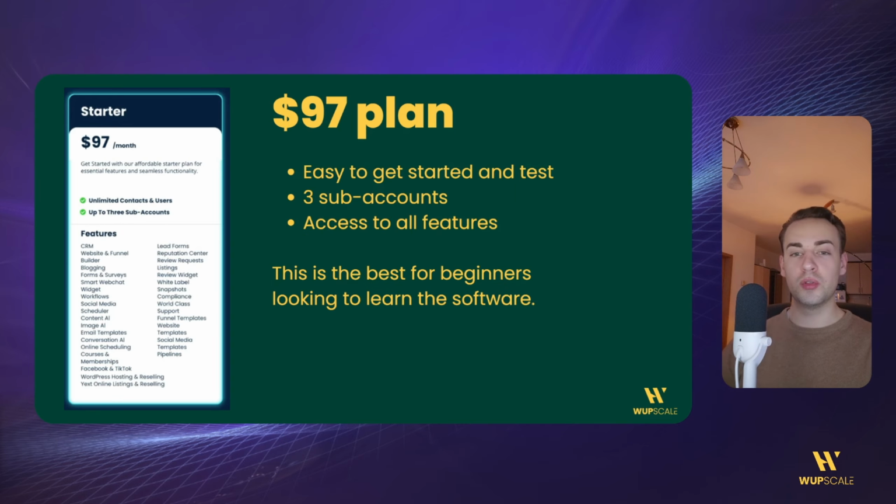Next, we are going to go through each plan one by one. First, it's going to be the 97 plan, the starter plan. So as we discussed, it's easy to get started and easy to test all the features with HighLevel. If you are just a beginner and you are not really sure where to start, I suggest you just start with the 97 plan. You have access to 3 sub accounts, so you can keep one for your own business, and then you can resell 2 other sub accounts to other businesses for your first 2 clients.